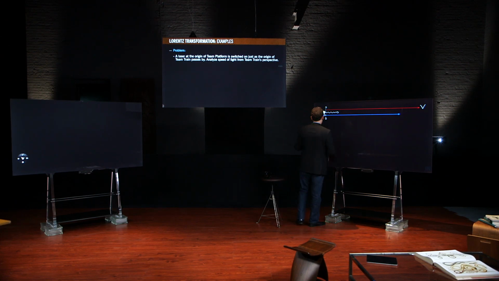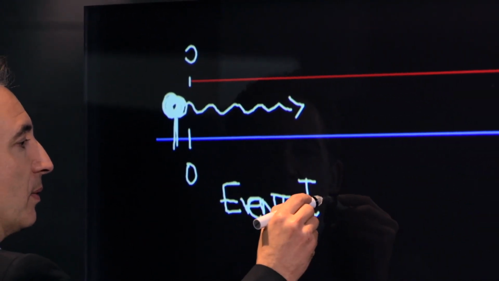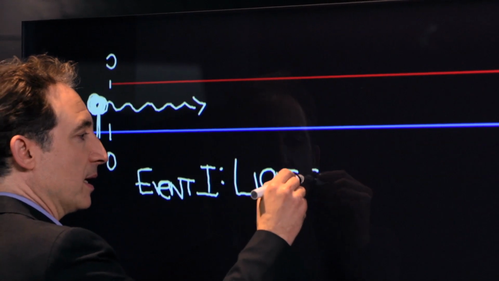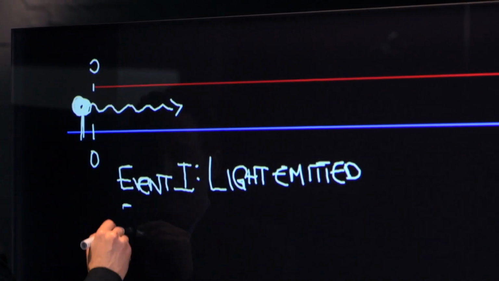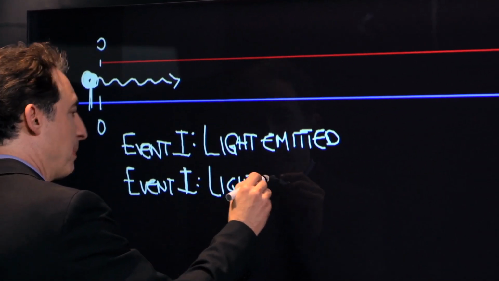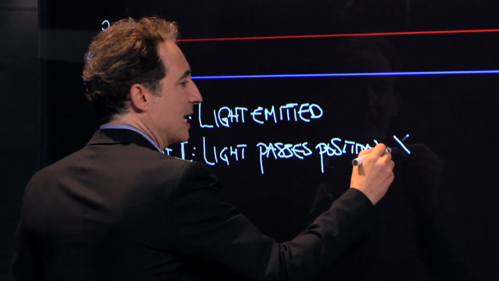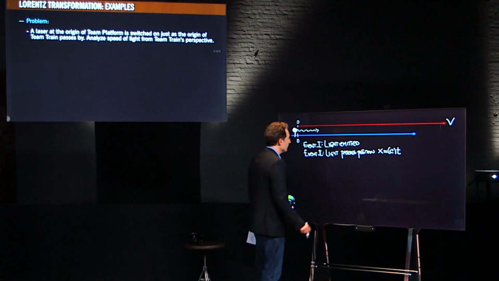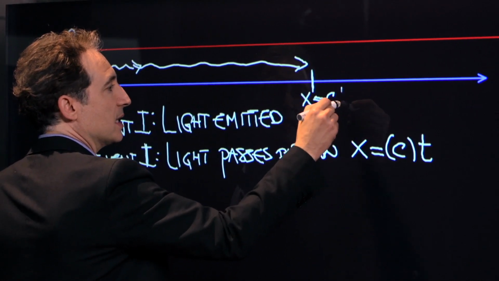So let's look at the two events that will be of relevance to our calculation. What is event number one? Well, now you should have some feel for what we will put here. Event number one is that the light is emitted. What is event number two? Let's say that the light passes position x equals velocity of light times time, from the perspective of those in the platform frame. Let's call this location x equals c times t.